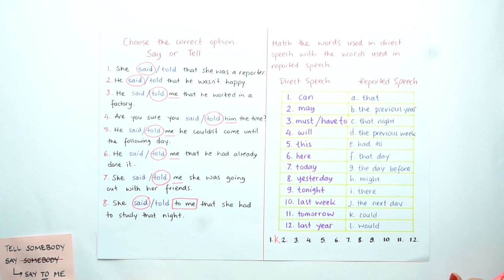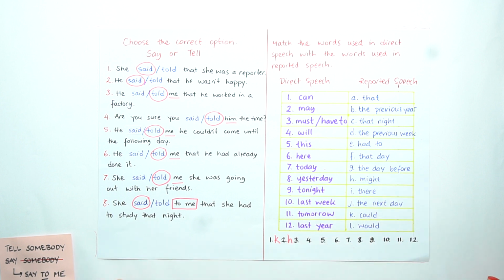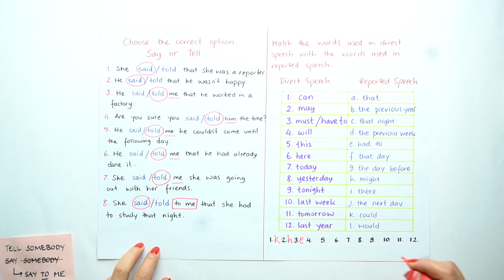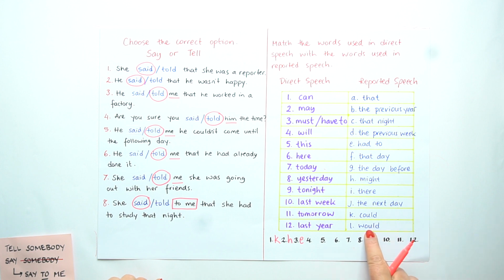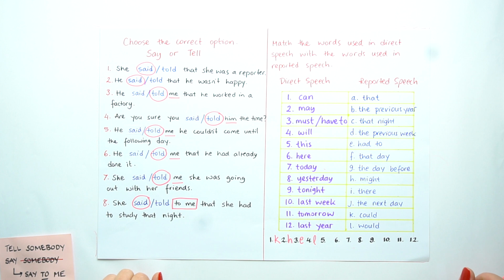Look at the second one, may. Yes, may becomes might, so it is H. The third one, remember, must and have to, they become had to. So the answer is E. Will. Will becomes would. So the answer is L.